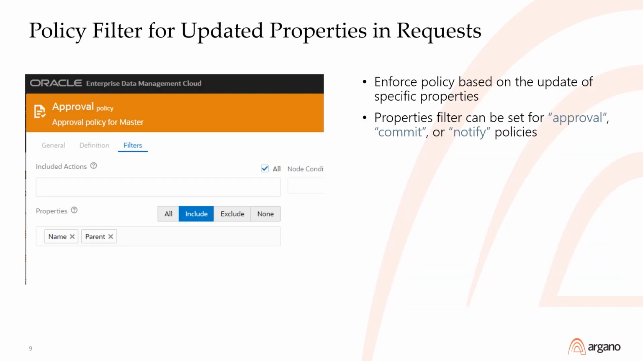A new policy filter is available to enforce a policy based on the update of specific properties in a request. This filter can be used to restrict a policy to only requests where certain properties have been updated. The properties filter can be set for an approval, commit, or notification policy.